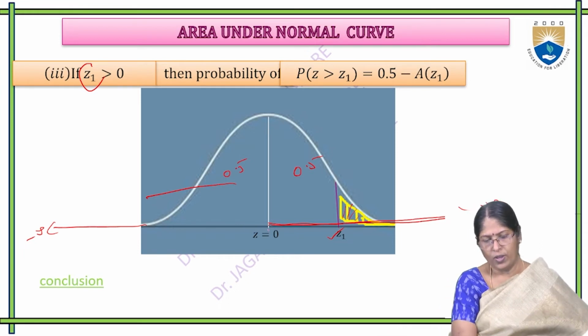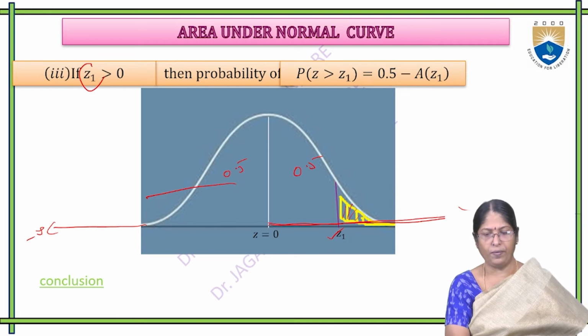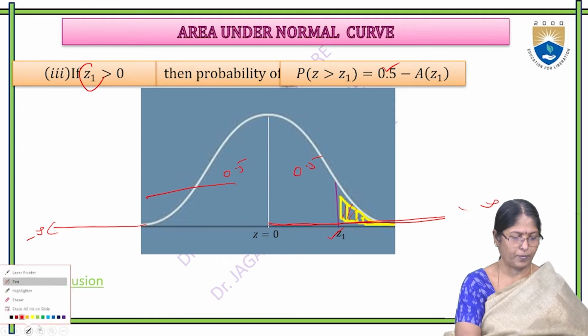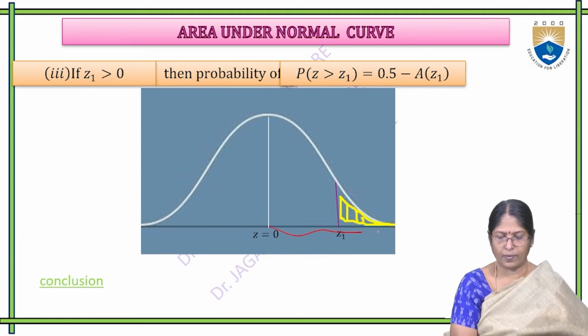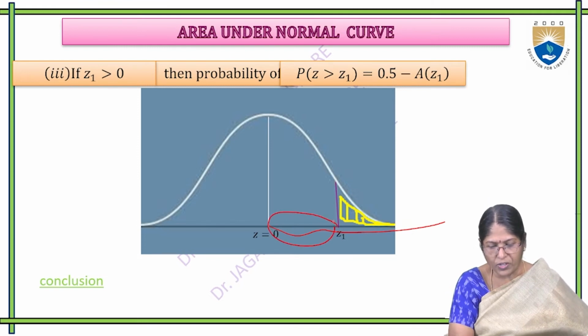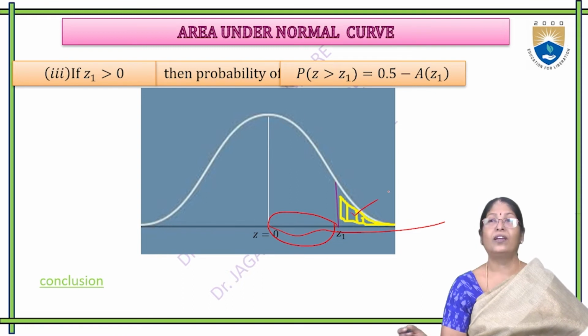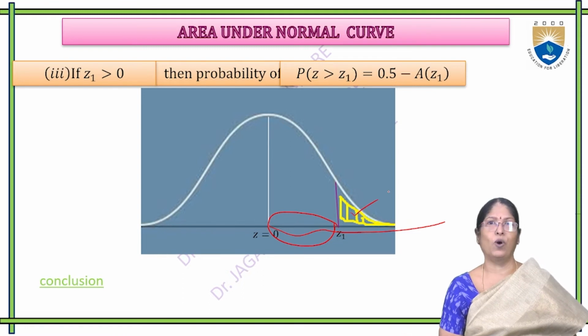Fine. Now here the complete part is 0.5 that we have written. This part we are going to subtract from it. Naturally we will get the leftover shaded one. So based on this concept of finding the areas, we are going to solve the problems.